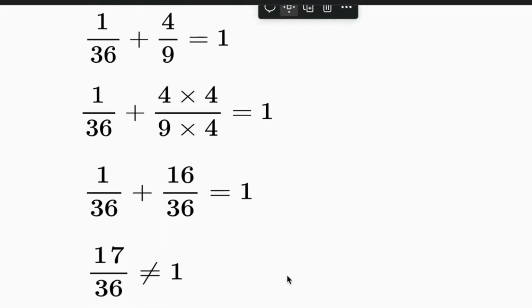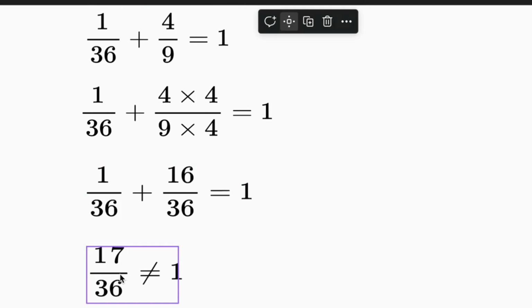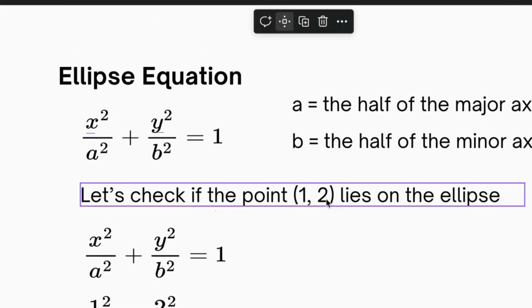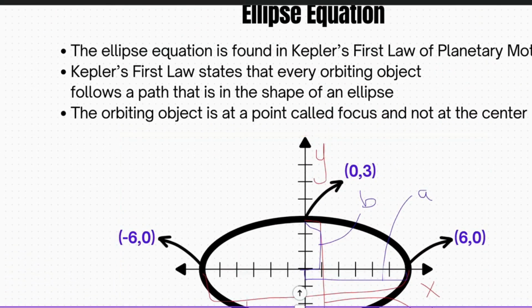This will give us 16 plus 1 equals 17. So 17 divided by 36, which is definitely not equal to 1. So here we can conclude that the point (1, 2) does not lie on this ellipse.